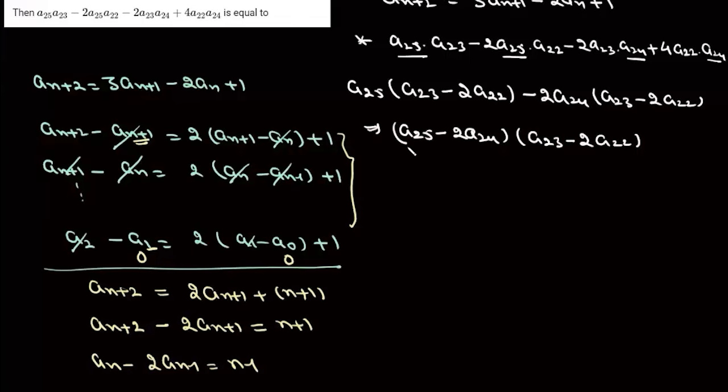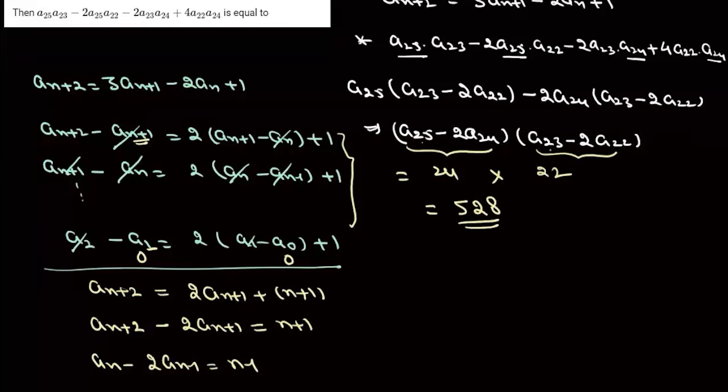Now here we have a25 minus 2 a24. Here the value of n is 25. So 25 minus 1 is 24. And a23 minus 2 a22, n is 23. So it will be this 22. So value of this result is 24 into 22, which is 528. So value of this expression will be 528, and that is the answer to this question.